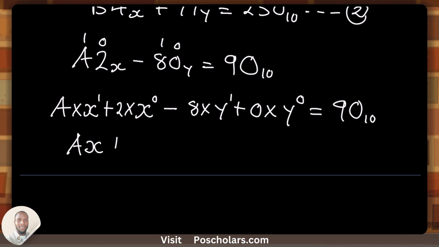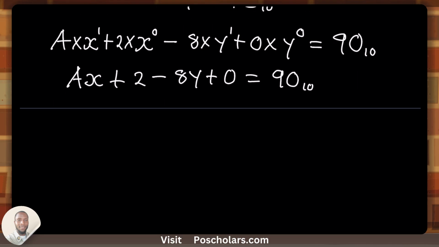Ax, right? Then plus, we already know that 2 times x raised to power 0 is 2 times 1. Then 1 times 2 gives 2. So I'll write my 2. Minus 8 times y raised to power 1, which is y. Then y times 8 is 8y, right? Then plus y raised to power 0 is 1. 1 multiplied by 0 gives 0. So I'll write 0, which is equal to the right hand side, 90 base 10.